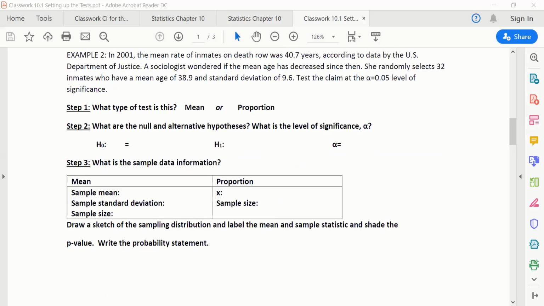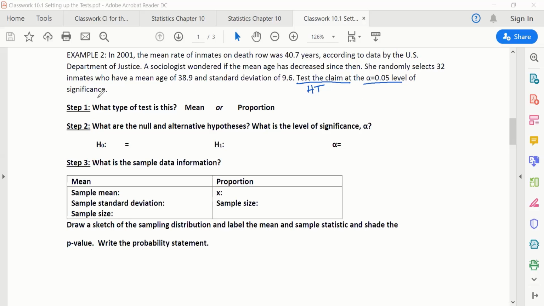So let's look at the next question, example 2. In 2001, the mean age of inmates on death row was 40.7 years, according to data by the U.S. Department of Justice. A sociologist wondered if the mean age has decreased since then. She randomly selects 32 inmates who have a mean age of 38.9 and a standard deviation of 9.6, and tests the claim at the alpha equals 0.05 level of significance. So again, we're asked to test the claim. That tells us hypothesis test. We're given an alpha equals 0.05 level.